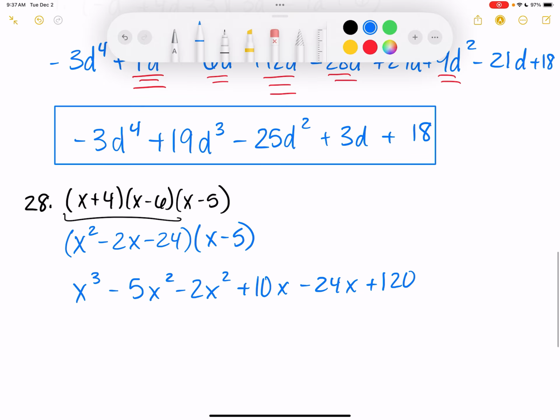Doing it in this order was nice because everything's already in the order it needs to be. So x cubed minus 7x squared minus 14x plus 120.